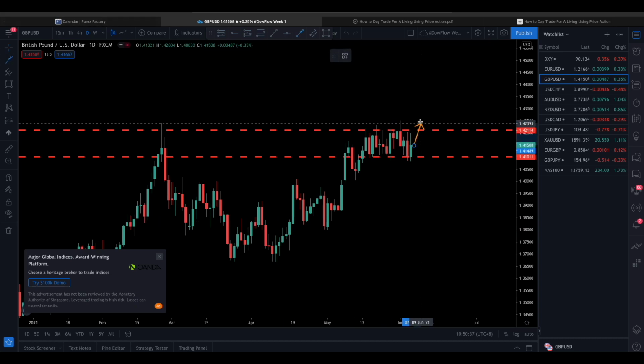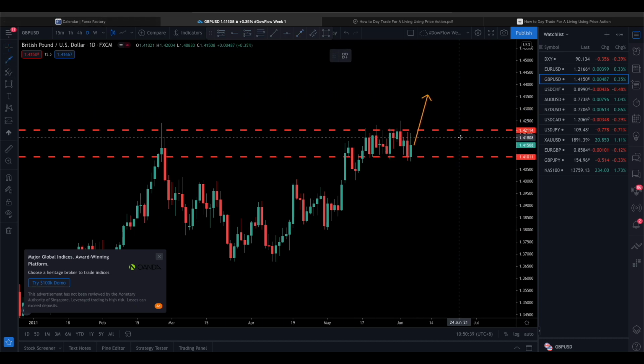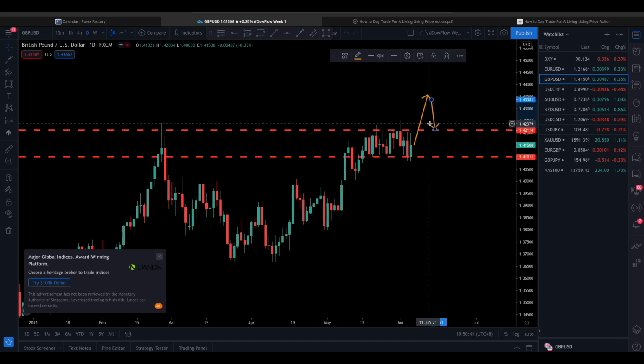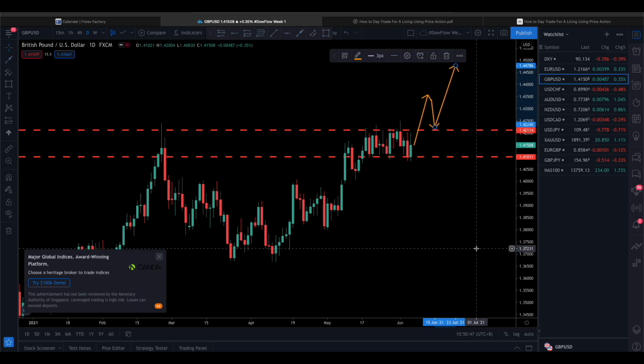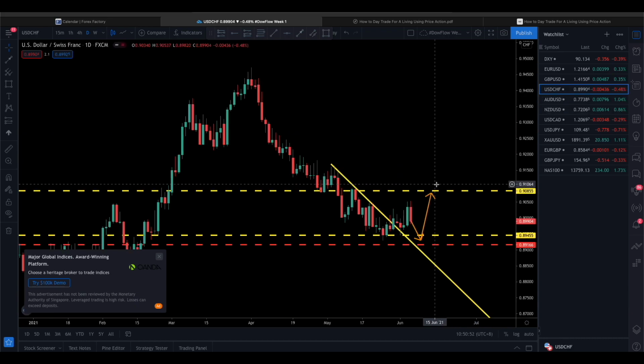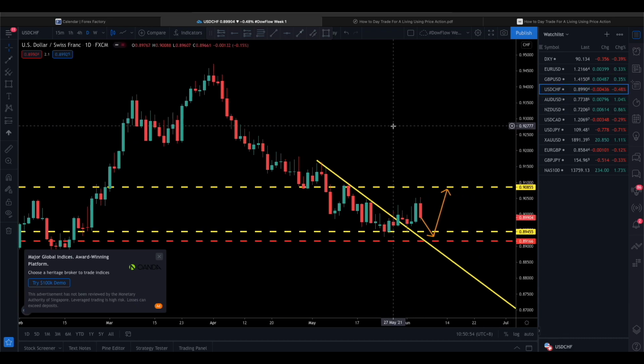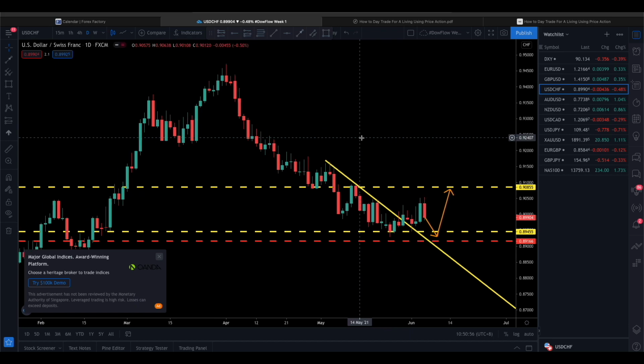Ideally, if you really want to trade, then you just wait for price to break out, retest it, look for an entry trigger somewhere here, and then you can take the long trade up. That's how I will recommend trading it. Now, dollar franc. Dollar franc is a bit tricky. It's quite tricky, so just bear with me.